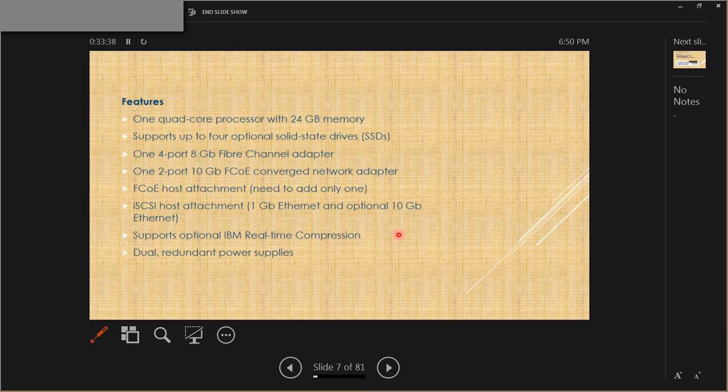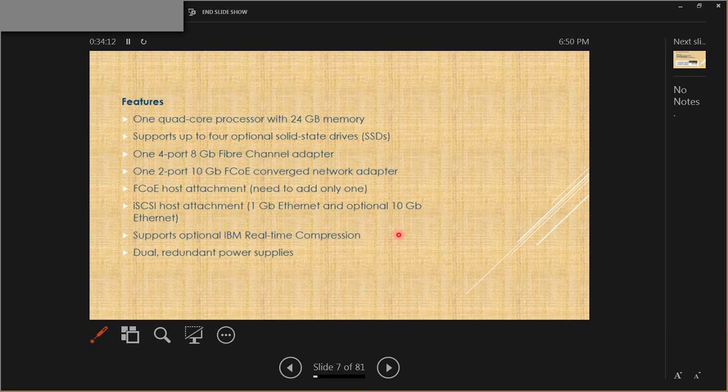Okay, and as we could see in the previous picture, we use one 4-port 8 Gbps Fibre Channel adapter that is on board, and we have one 2-port 10 Gbps FCoE converged network adapter that is used for Fibre Channel over Ethernet connectivity, right? So it provides us iSCSI as well as FCoE connectivity. We can utilize that for that purpose. And as I said before, FCoE host attachment we can do, and iSCSI host attachment is also there. That is 1 Gb Ethernet and optional 10 Gb Ethernet.